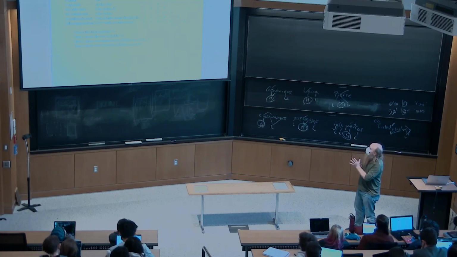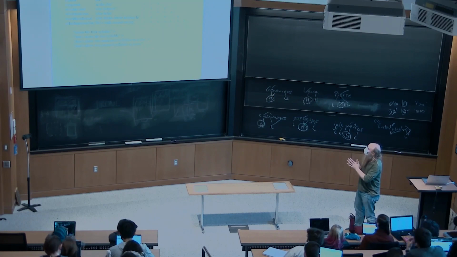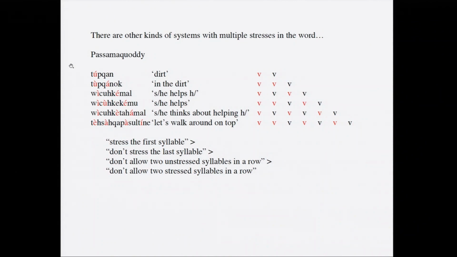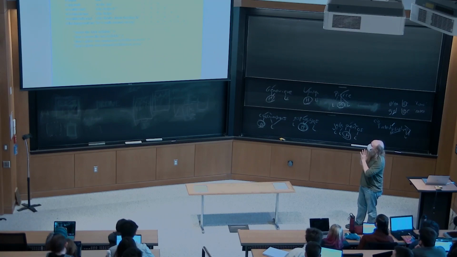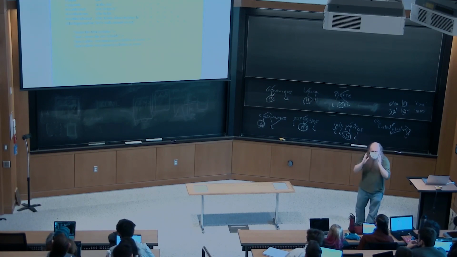Impressionistically, what's going on in Passamaquoddy is you stress the first syllable and you stress every other syllable counting backwards from the end of the word. So dirt is dupquan, and then in the dirt is dupquanak. So you get stress on the first 2 syllables, more stress actually on the second one than on the first. I wish that this were not the Passamaquoddy stress system, because I'm trying to learn Passamaquoddy, and it means that if you're trying to say something like, let's walk around on top, you have to ask yourself, okay, is there an odd number of syllables in that word or an even number?